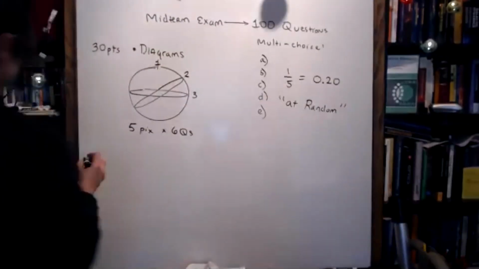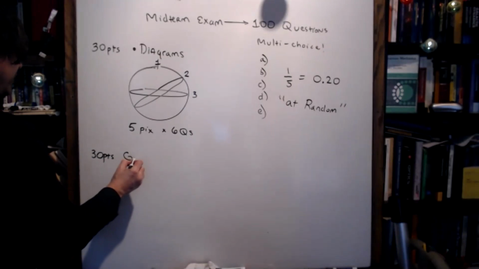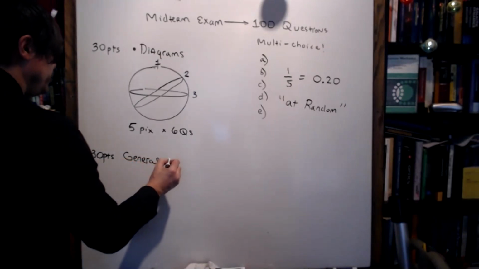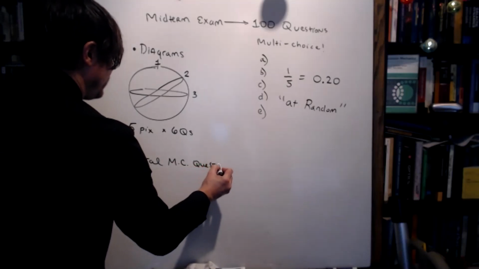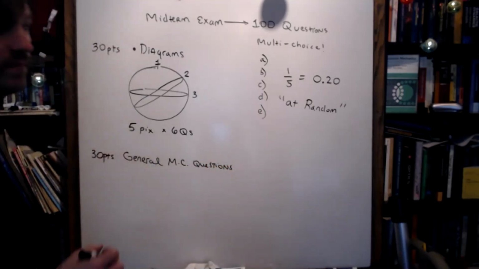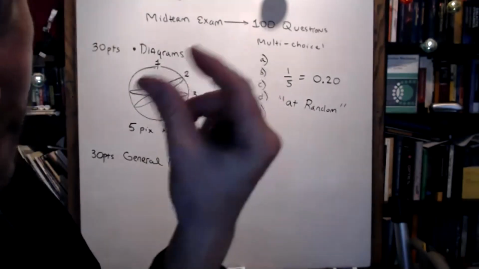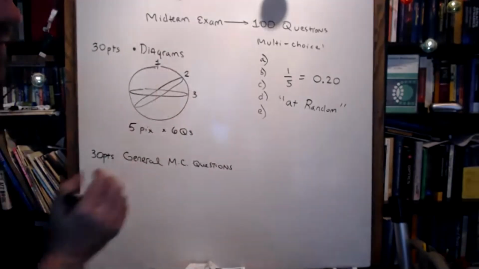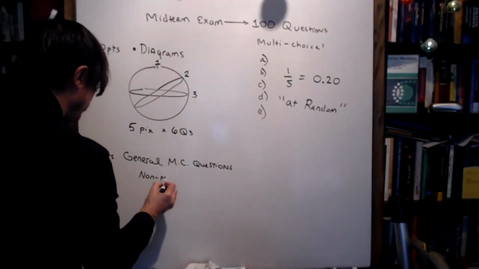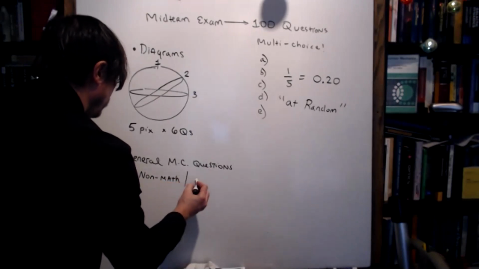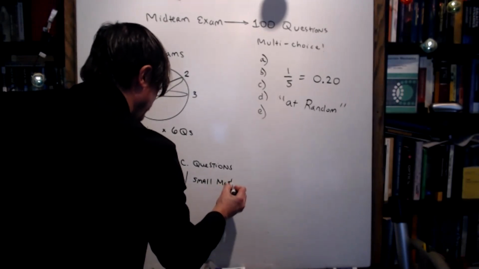The second section, which is also 30 points, is what I like to call general multiple choice questions. And the general astronomy questions are usually non-mathematical, although some of them are mathematical, but they involve small bits of math. So this is either non-math or it might be small math.